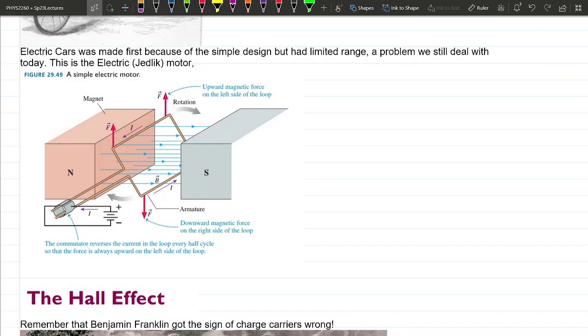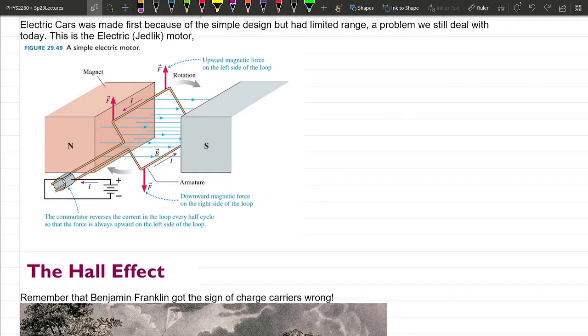And the fancy trick is, what you can do is put a little connector here, these are going to be brushes, so that when the current loop is pointing this way, you apply current going this way, but once it flips, you flip the current around by just changing the direction that the battery is connected.